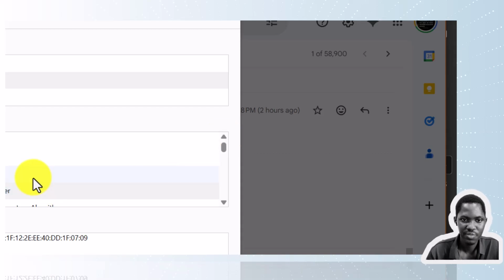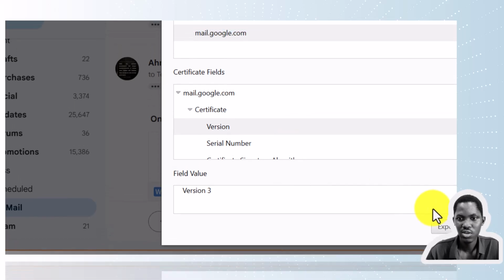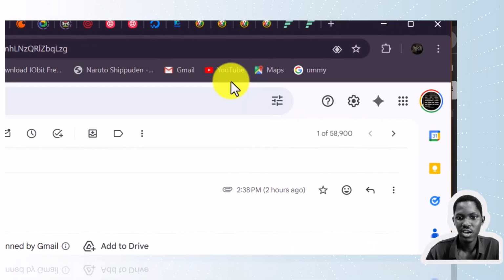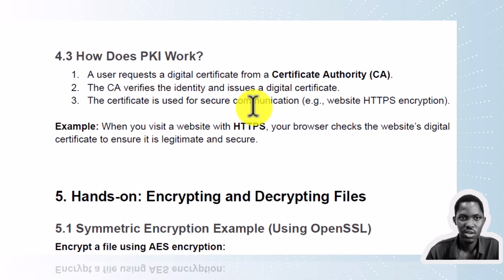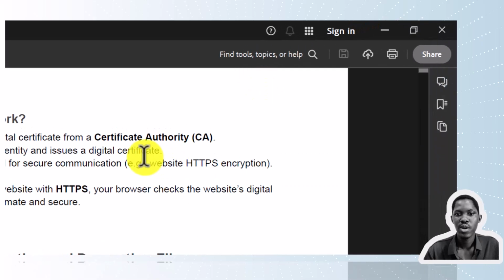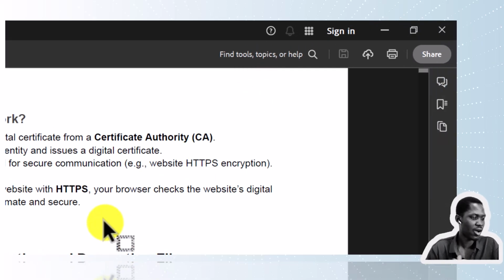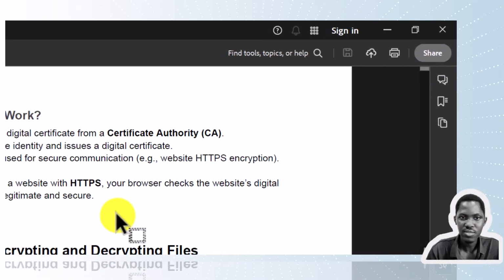Asymmetric key, asymmetric encryption. All right, let's go back to our notes now.